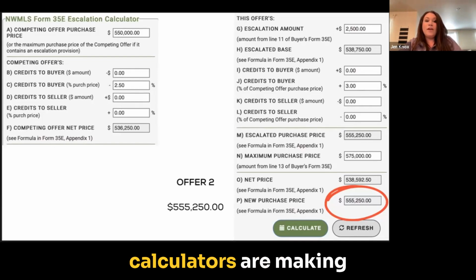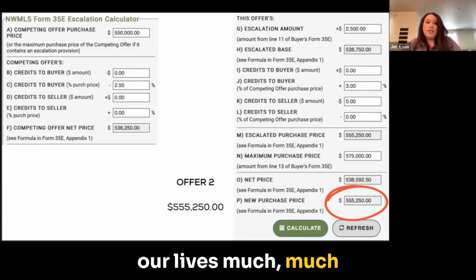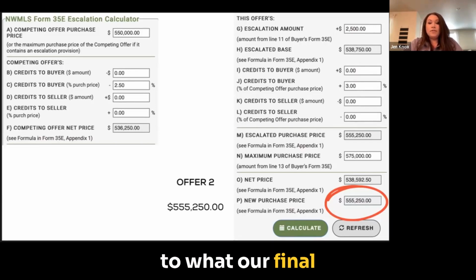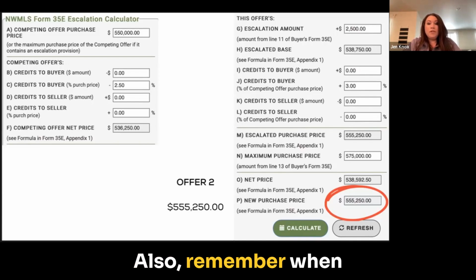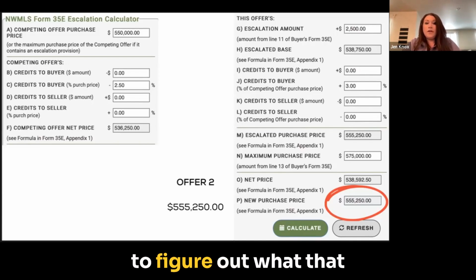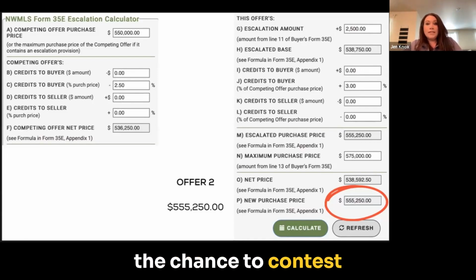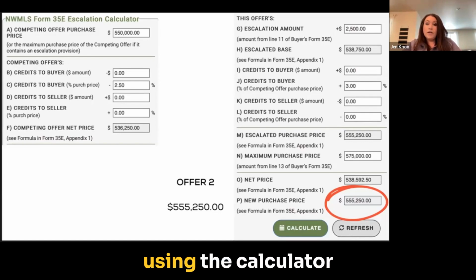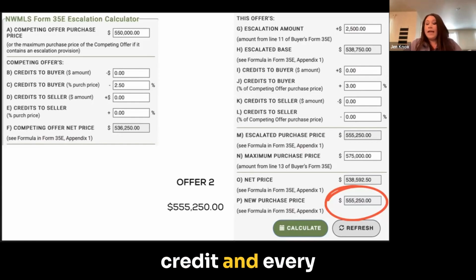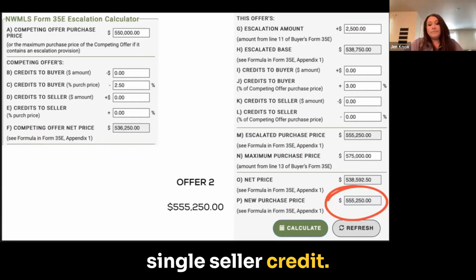I know this is a lot to take in, and I'm sorry that this is full of numbers. However, these calculators are making our lives much, much easier when it comes to what our final sales price should be. Also, remember when you use the calculator to figure out what that escalated price is, if you've forgotten any buyer credits, any compensation in there, that buyer has the chance to contest what your numbers are with your calculation. So make sure if you're using the calculator that you are accounting for every single buyer credit and every single seller credit.